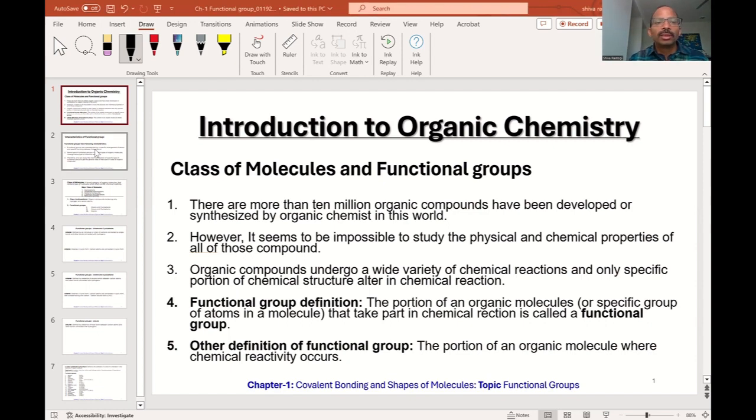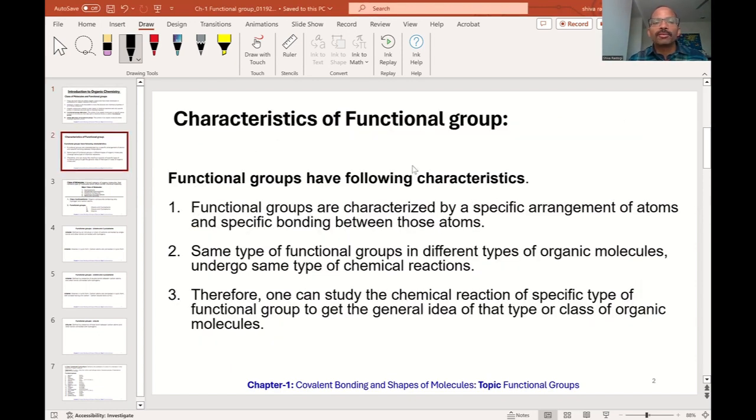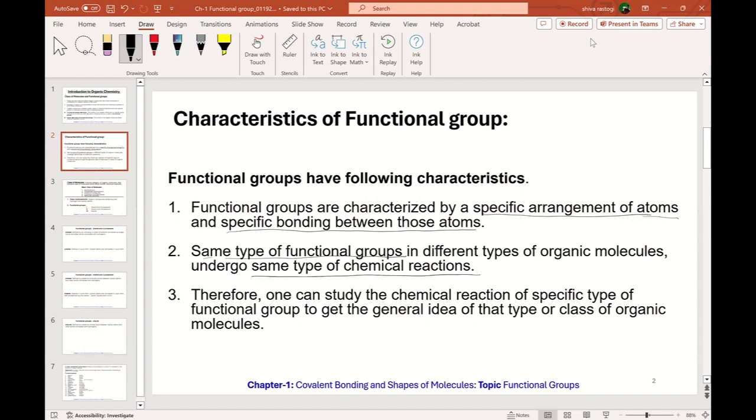So next is the characteristics of functional groups. Functional groups have the following characteristics. They are characterized by a specific arrangement of atoms, and a specific bonding between those atoms. The same type of functional group in different types of molecules has the same type of chemical reactions. Therefore, one can study the chemical reactions of a specific type of functional group to get a general idea of that class of organic molecules.